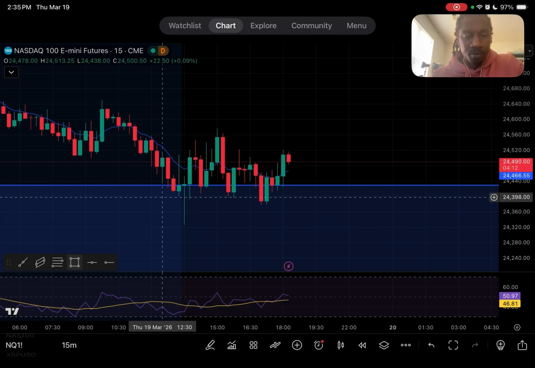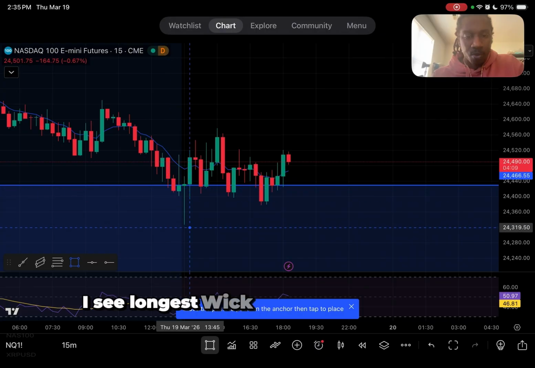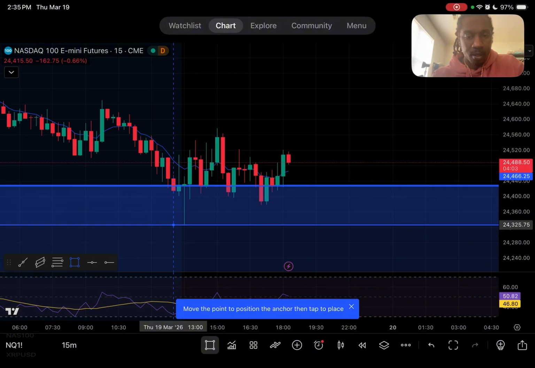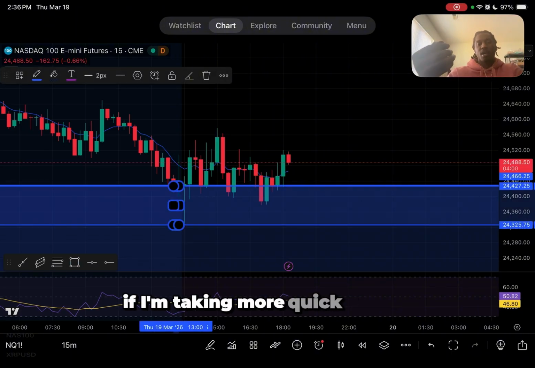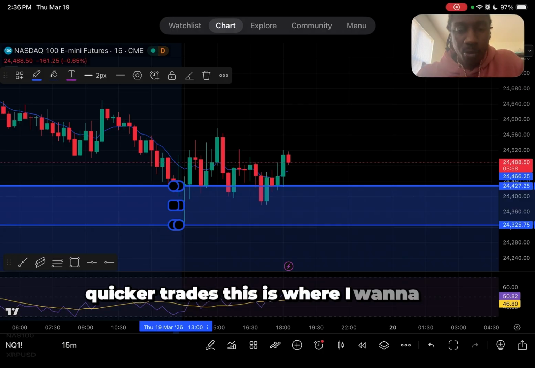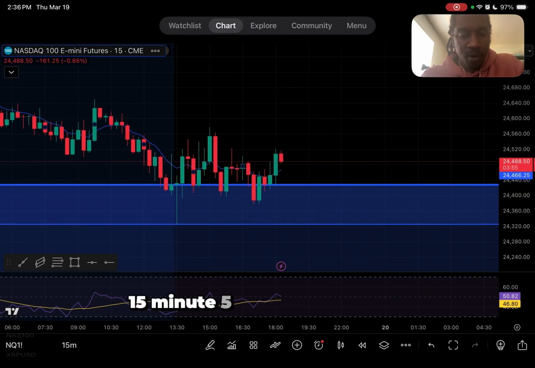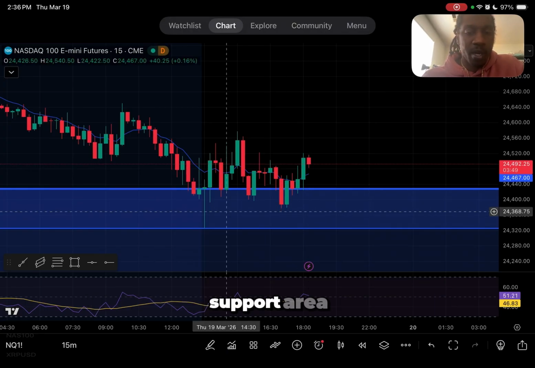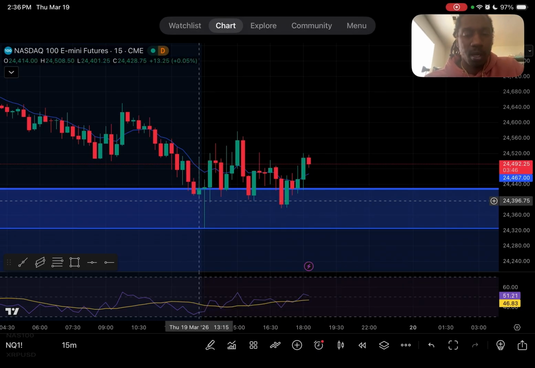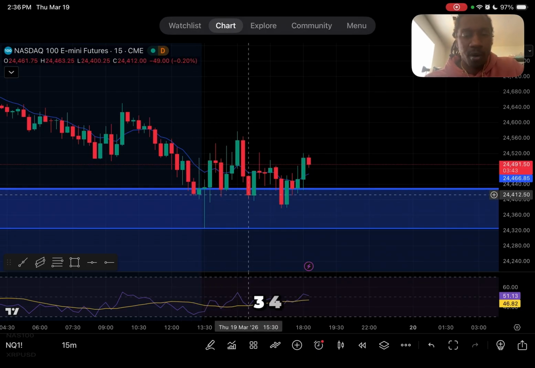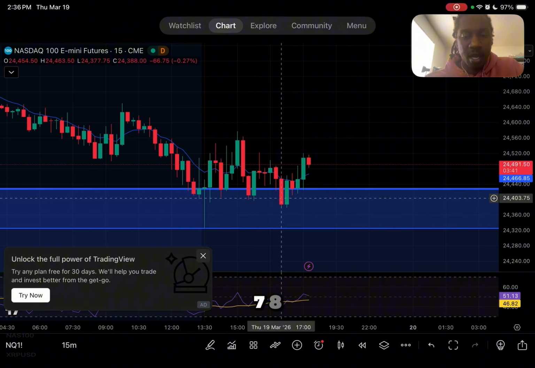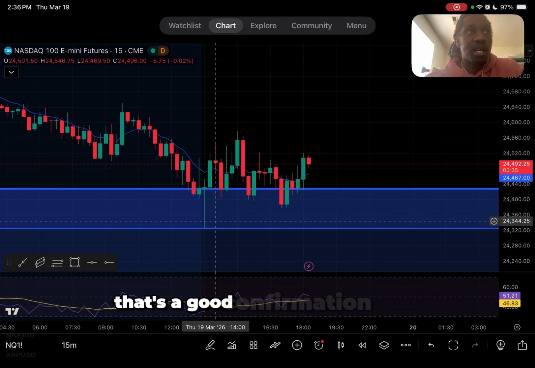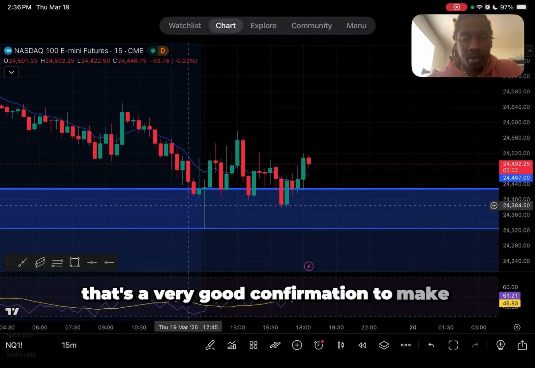Right here, I see the longest wick right here. Boom, right? So this is a good support area for me. Boom, support area. Wow. So now, if I'm taking quicker trades, this is where I want to be at. 15 minute, 5 minute time frame, do the same thing. So this is going to be a good support area because we have more than 3 to 4 touches. Got 1, 2, 3, 4, 5, 6, 7, 8, 9, 10, 11, 12. 12 touches. You see how many times it touched? That's a good confirmation for me. That's a very good confirmation to make this a support.